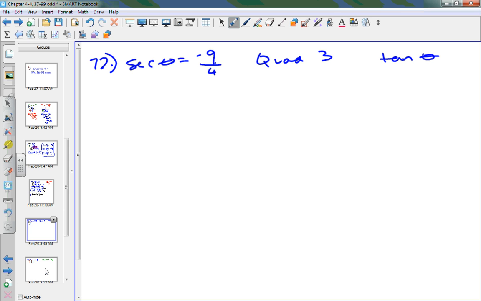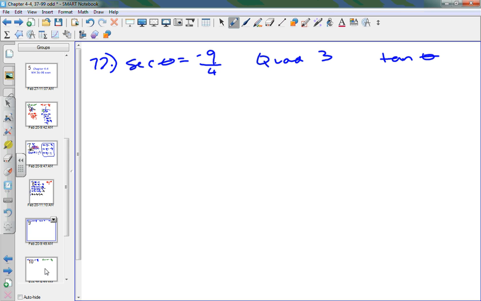You have Pythagorean theorem definitions there. Okay? What did they give us? They gave us secant. So what Pythagorean theorem identity would you want to use if they give you secant? 1 plus tangent squared of theta is equal to secant squared of theta. They give you secant. They want you to find tangent, right?